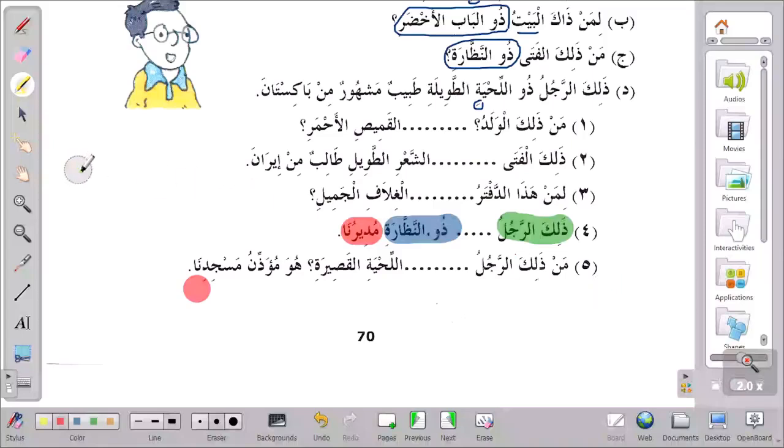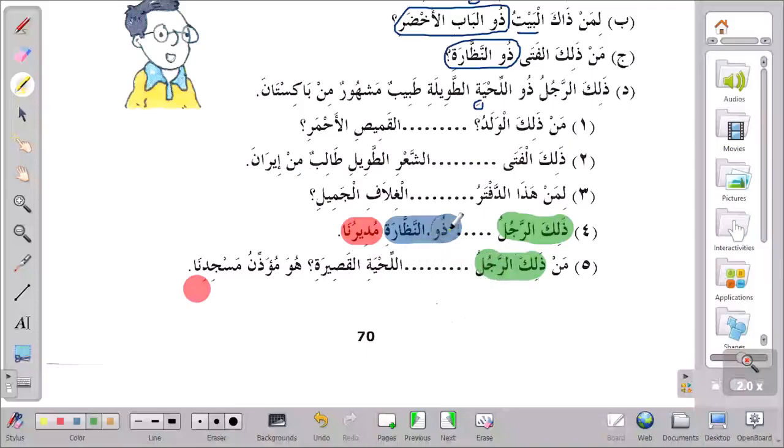So here, where is the mubtada in this sentence? The mubtada is zalika rajul. I hope that is clear. Zalika rajul is the mubtada. And where is the khabar? Where is the predicate?